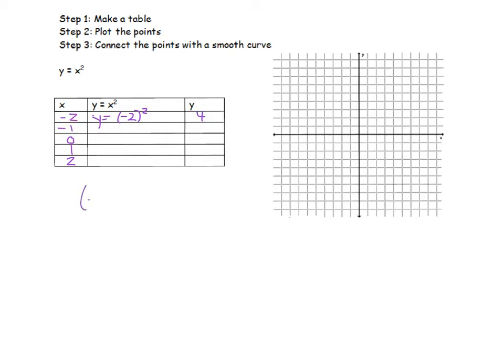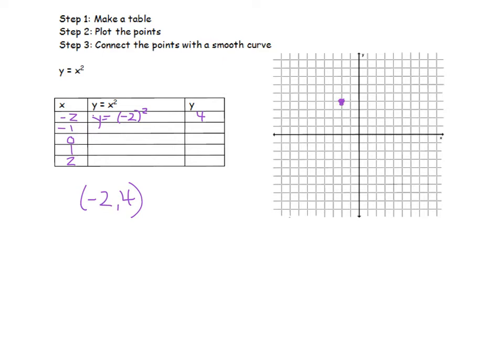Again, just like with linear, a lot of times I would write that point right here and then plot it. So -2 on the x-axis and 4 on the y-axis is this point right here. Okay, so 2 left on the x-axis, 4 up on the y-axis, right, would meet right there.